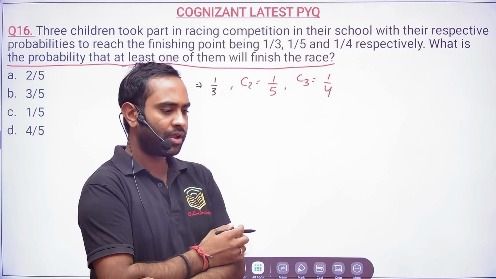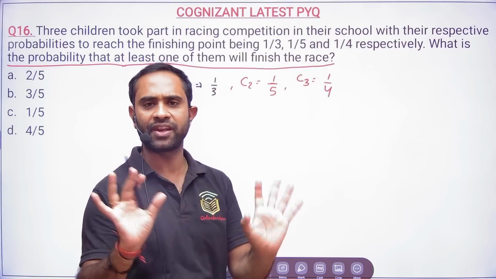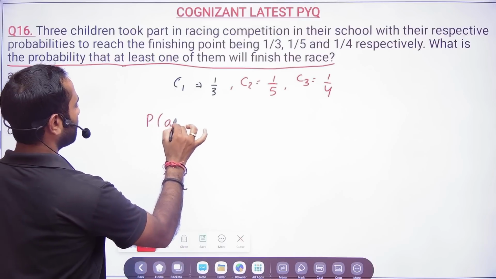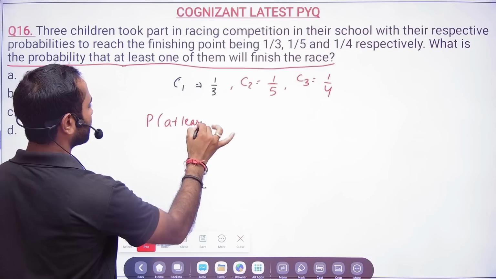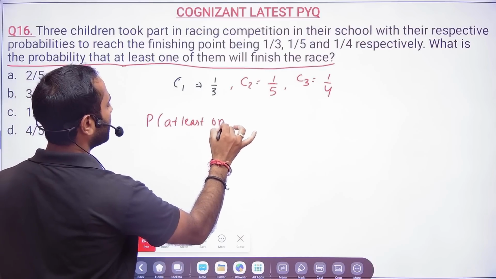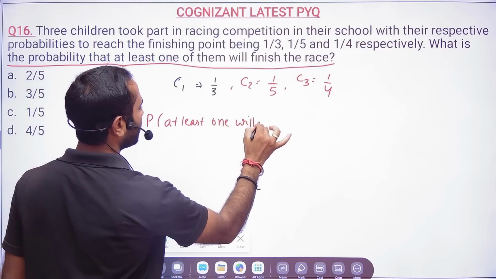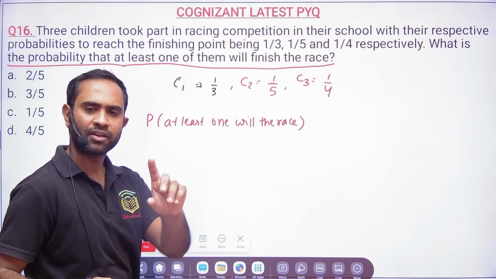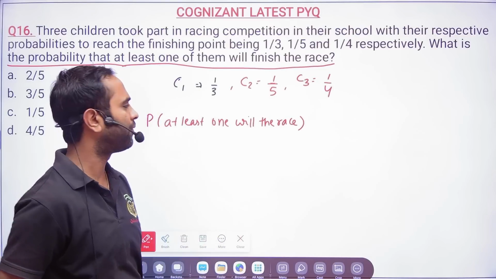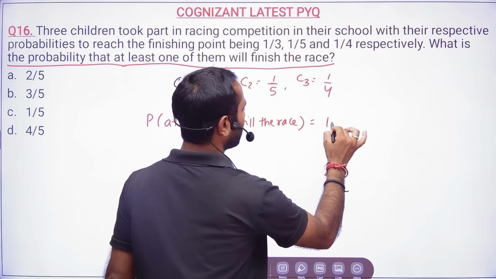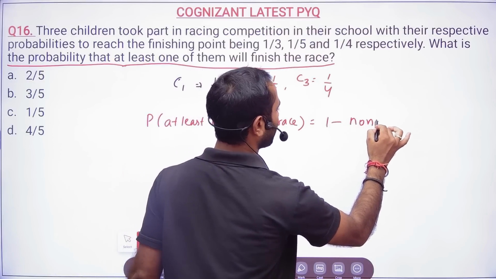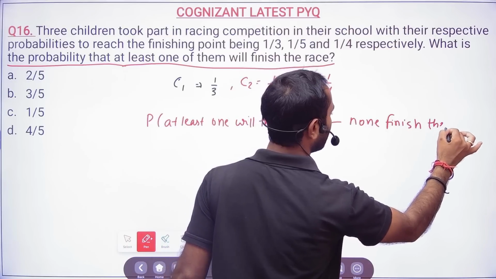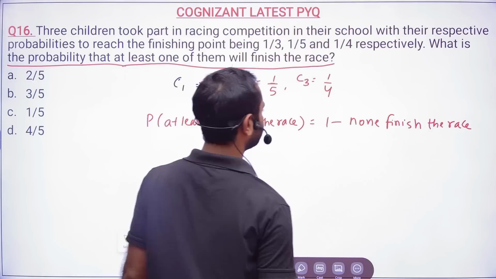Okay. Now, friends, this kind of question is very simple. So the probability that at least one will finish the race, okay. See, at least means either one person or two or all 3 will finish the race, and that will be equal to 1 minus none finish the race.